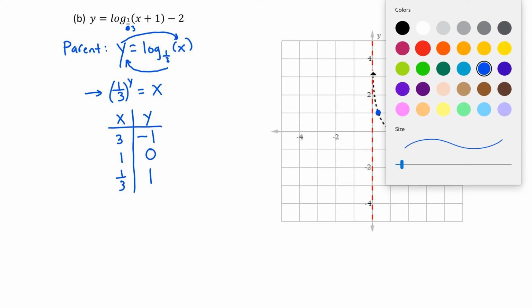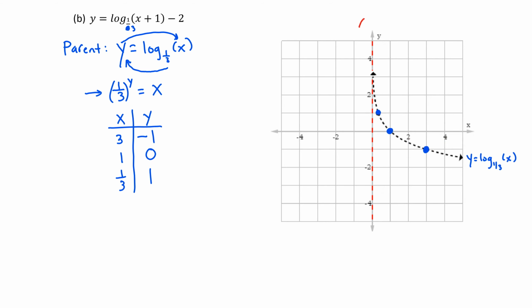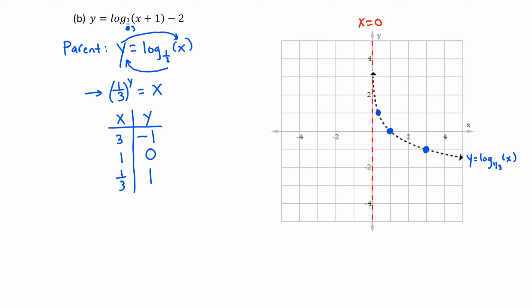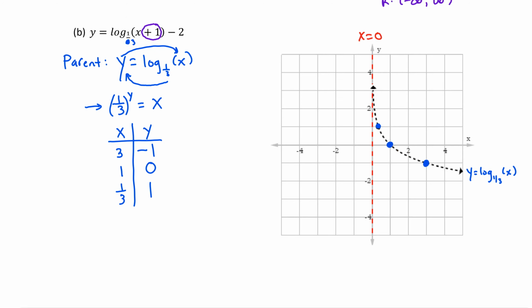Also observe all logarithmic functions have a vertical asymptote. This one begins with its vertical asymptote at x equals 0. Now, once we have the parent function graphed, we can then identify transformations. Notice here in the argument, we are adding 1. If you add or subtract within the argument of a function, that represents a horizontal transformation. In this case, the graph is going to move left 1 unit.